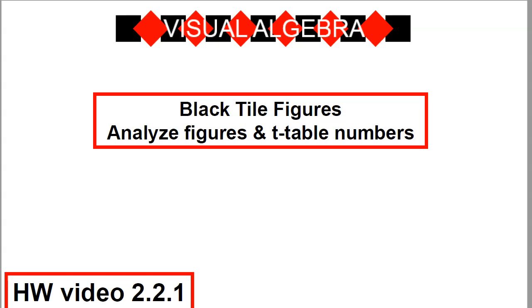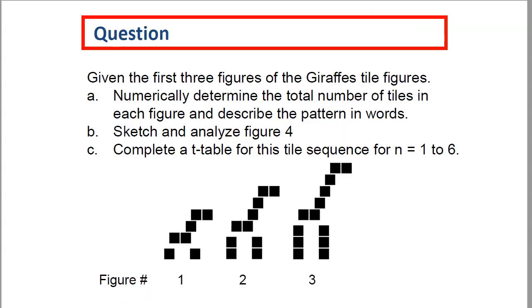This is homework video 2.2.1, where we're going to analyze figures and do some t-table numbers. So, given the first three figures of the giraffe tile figures, we're going to: A, numerically determine the total number of tiles in each figure and describe the pattern in words; B, sketch and analyze figure 4; and then C, complete a t-table for this tile sequence from n equals 1 to 6. So you can see the three figures there, and you can see why they're called giraffes.